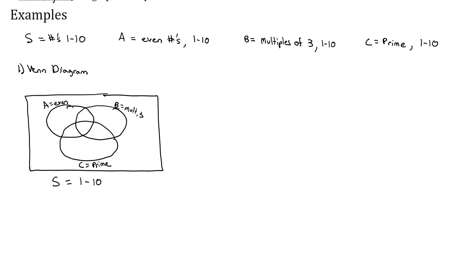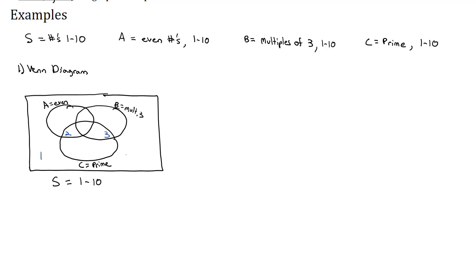And so if I think about the numbers, think about the number 1. 1 is not prime. It's not a multiple of 3. It's not even, so it's not going to be in any of the circles. 2, the number 2 is even, and it's prime. So it's going to go where even and prime overlap, but not overlapping with a multiple of 3. 3 is a multiple of 3, and it's prime.